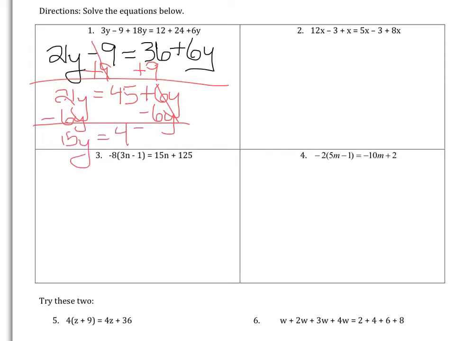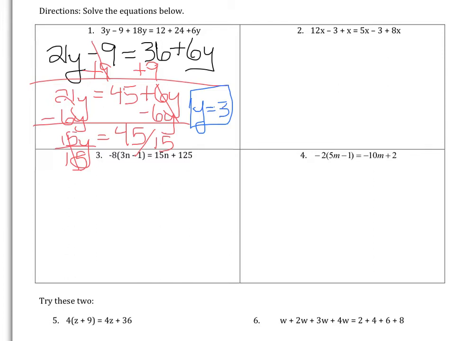equals 45. To solve for y, I divide by 15. I know I'm running out of room here. I apologize. And I'll write it off to the side. 45 divided by 15 equals 3. So y equals 3. You could always check by plugging in to your original problem and making sure that left hand side equals the right hand side. Number 2, I'll start by combining like terms.